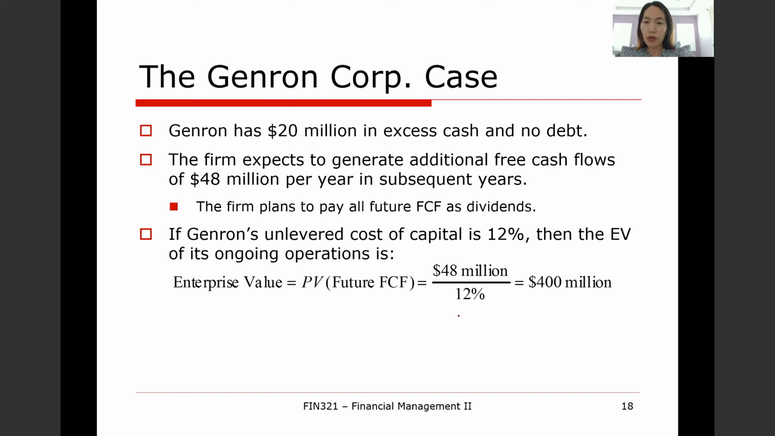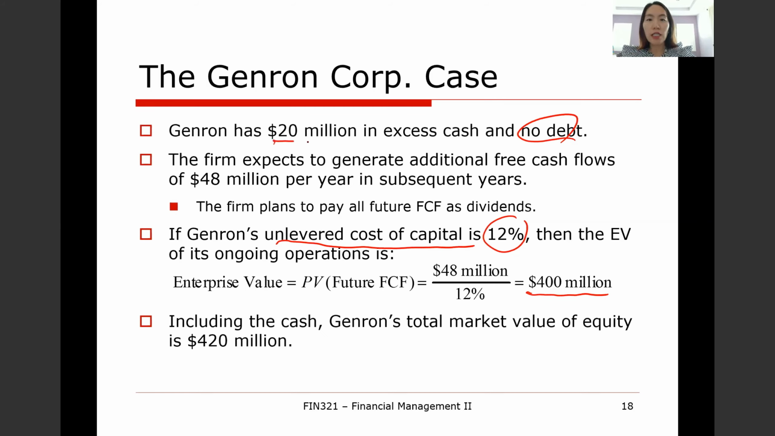So cash flow C over discount rate R, where the constant cash flow that repeats is $48 million, and the proper discount rate here is 12% because the firm is unlevered now, using no debt, and the firm's unlevered cost of capital is 12%. So using the perpetuity model, we obtain that the EV coming from the firm's future ongoing operation is $400 million. And don't forget that the firm has $20 million excess cash in hand right now.